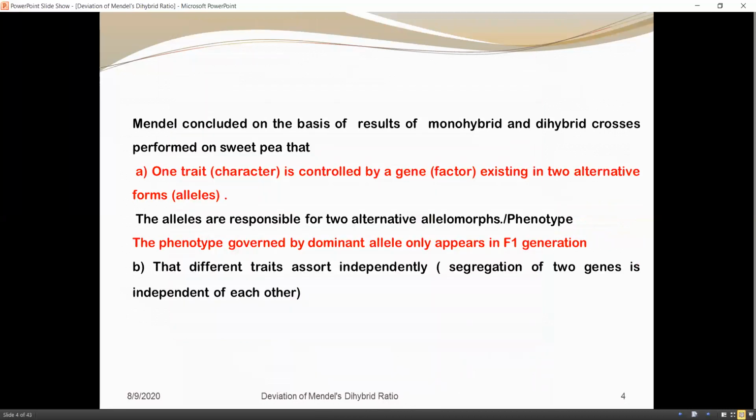Mendel concluded on the basis of results of monohybrid and dihybrid crosses performed on sweet pea that one trait is controlled by a gene existing in two alternative forms or alleles. The alleles are responsible for alternative allelomorphs or phenotype. The phenotype governed by dominant allele only appears in F1 generation. That different traits assort independently. Segregation of two genes is independent of each other. Different traits means height of the plant and color of flower.